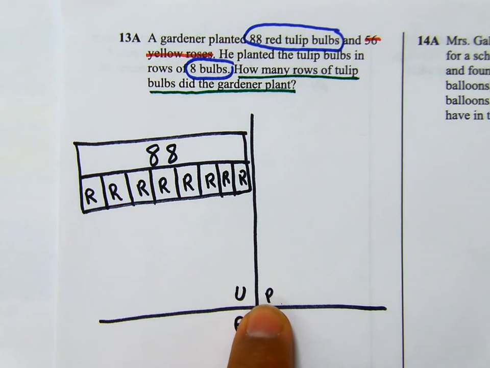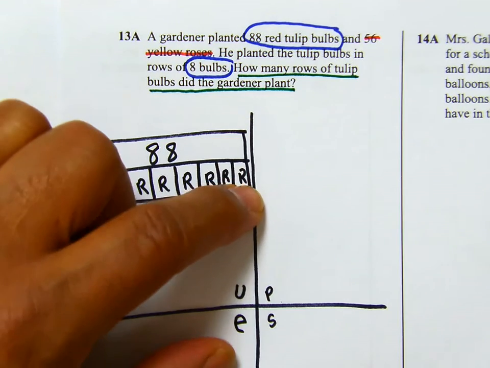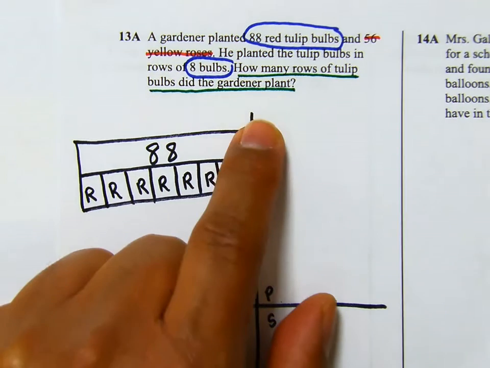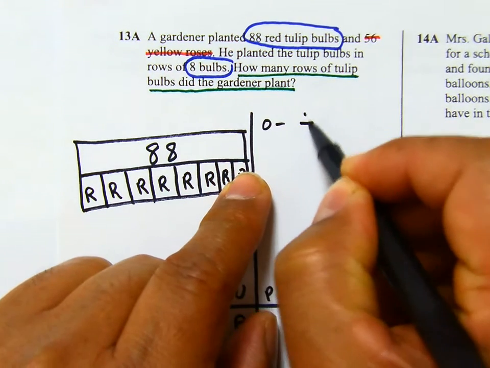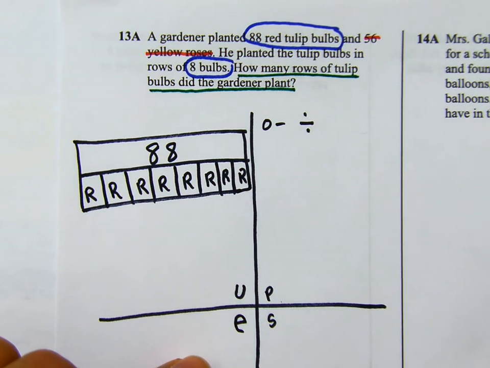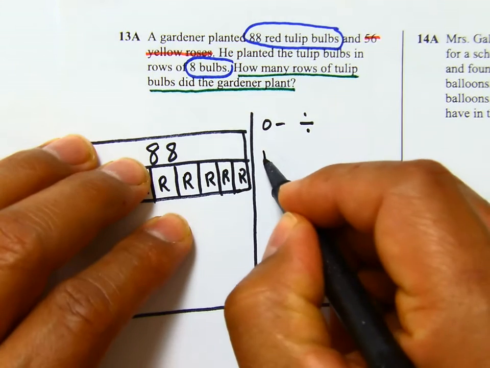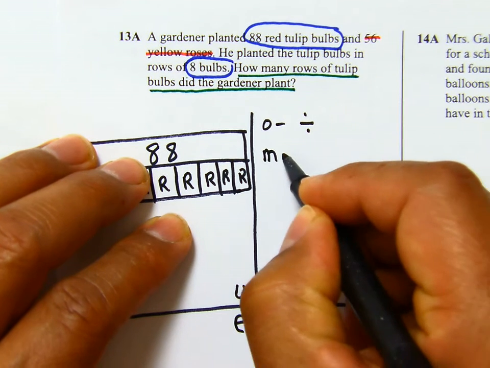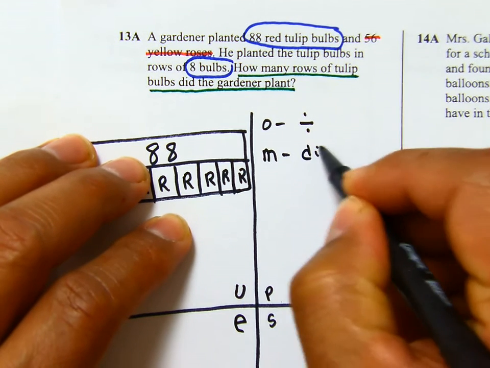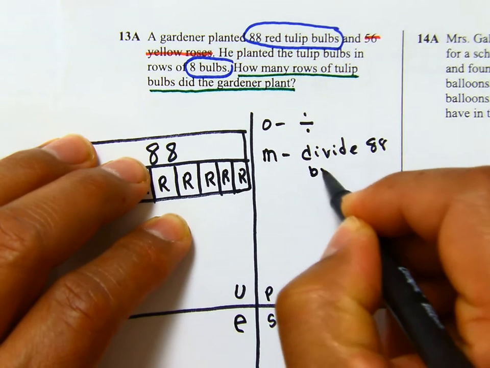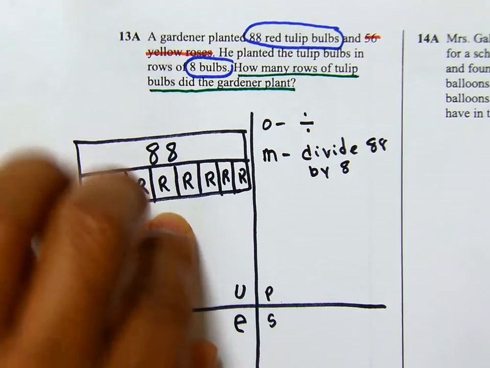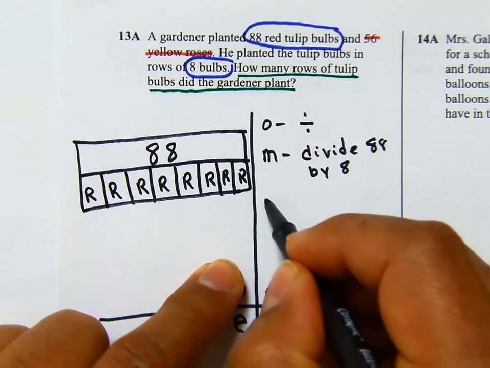Now we're working on the plan part. The plan has 4 parts: the operation, the method, the number sentence, and the process. For the operation, we just state what operation we are going to use. Our operation is going to be division. Then what we are going to divide is our method. We're going to divide 88 by 8.